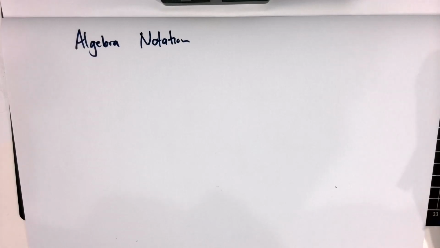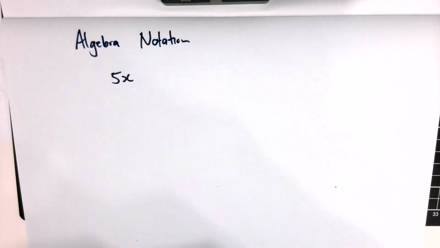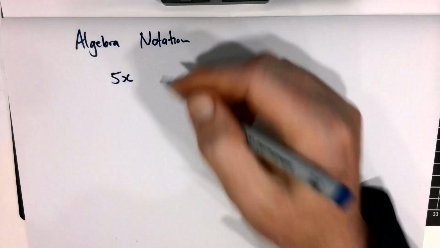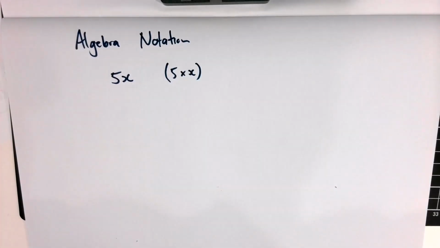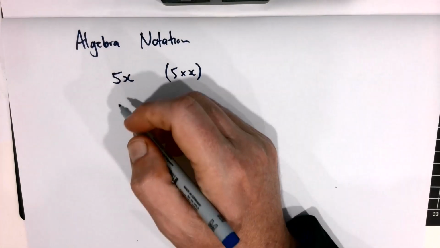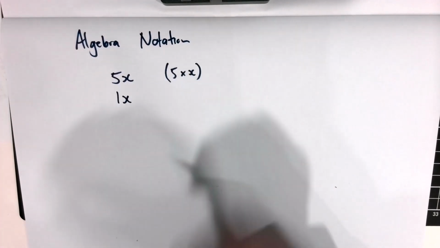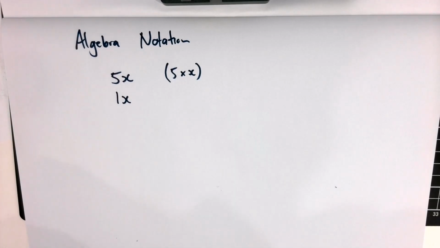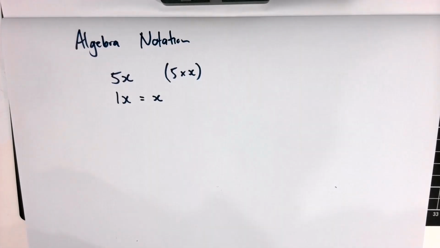In my previous video, I told you that if I wrote 5x, that means 5 times x. So we leave out the multiplication sign when we're writing algebra. Now, if I write 1x, I actually don't usually write 1x. I just usually say x, because one lot of anything is just itself.